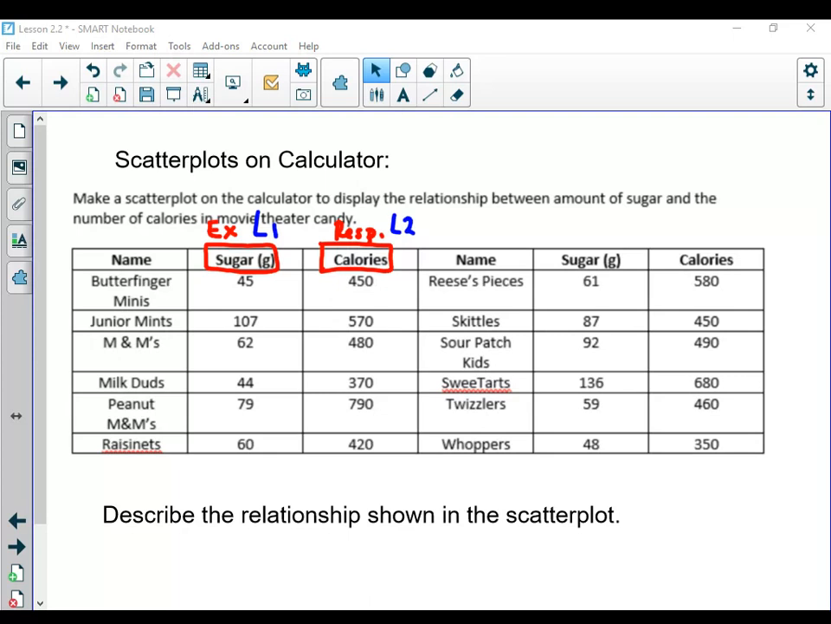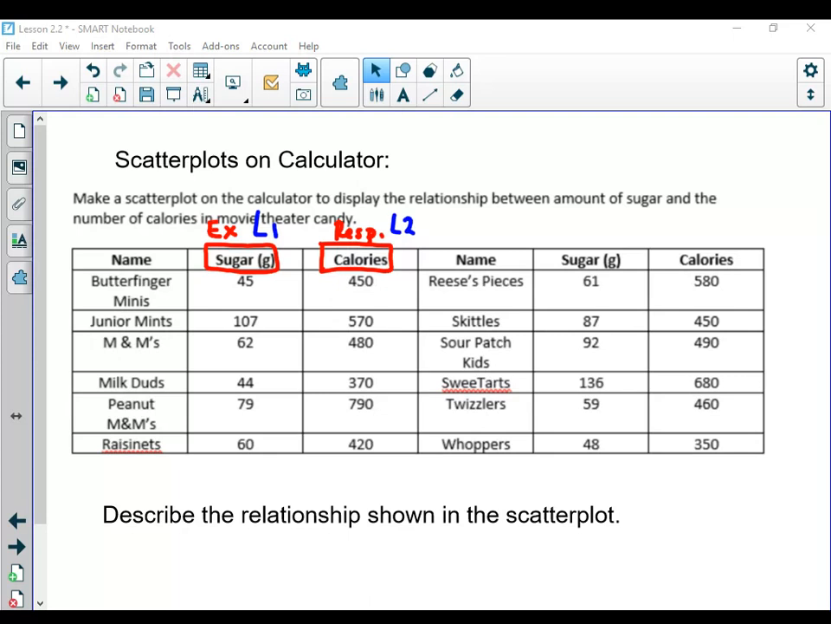I'm not going to see anything yet, and that's because it's not showing the values that I wanted to work with here. So we have to change this a little bit. We're going to use what's called the window button to tell it basically what values I want to look at.